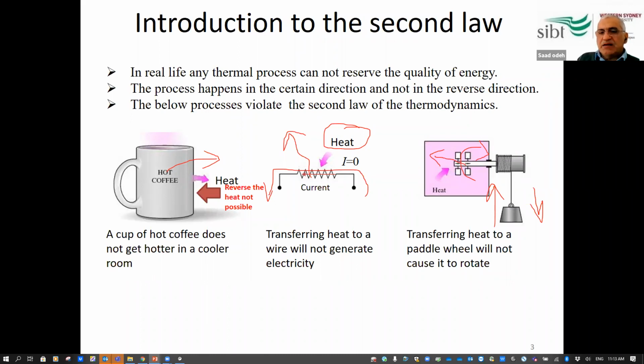Okay, so this is the idea. Any process must have energy loss. So there is no ideal process in real life. You can't operate any system in a cyclic operation without losing energy to the surroundings. Okay, so this is the principle of the second law. You have to have some energy loss in any process.